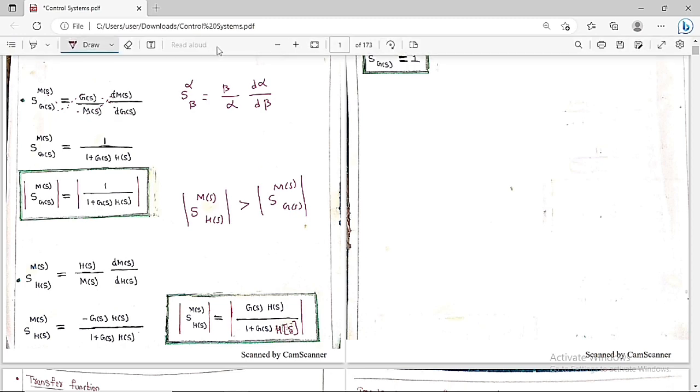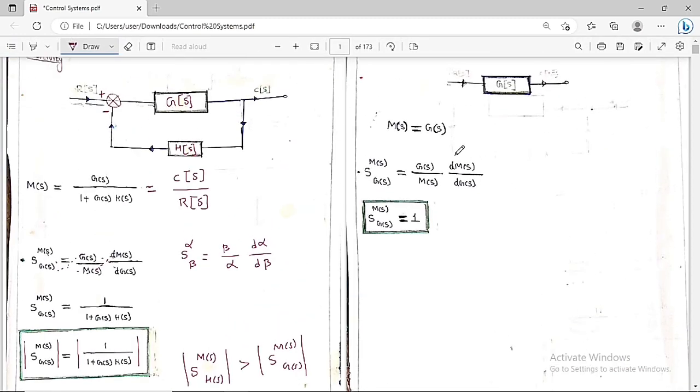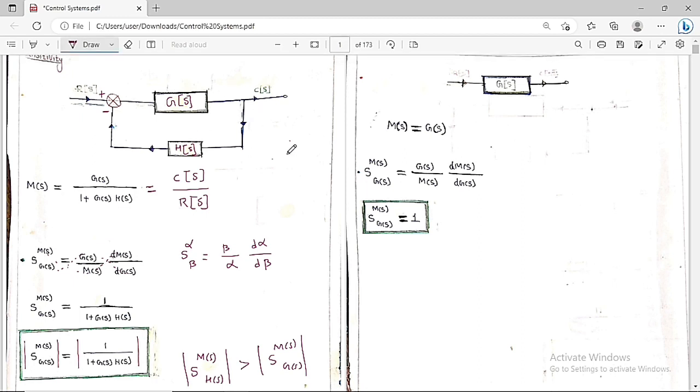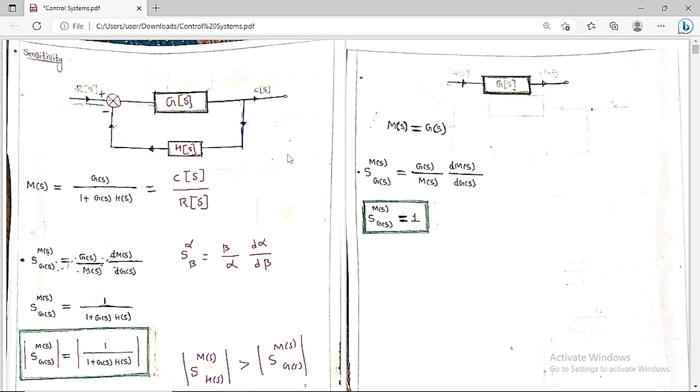So now let's go for the other concept. Basically this is for the closed loop transfer function. Suppose for the open loop transfer function, what is the sensitivity that we are going to calculate? For the open loop transfer function, there is no feedback. The input is R(s) and the output is C(s), and the plant transfer function is G(s). And there is no feedback part.